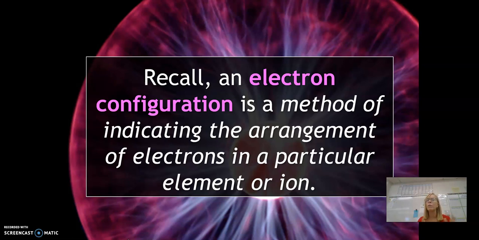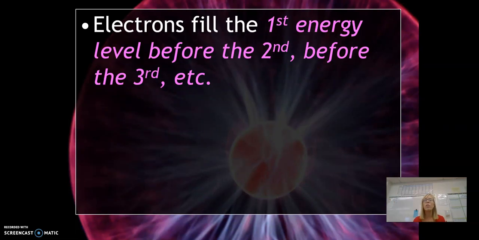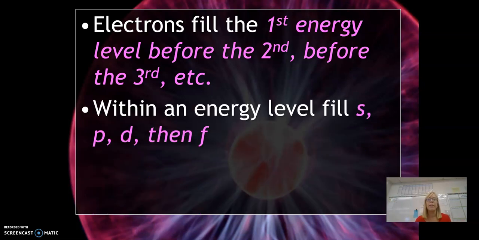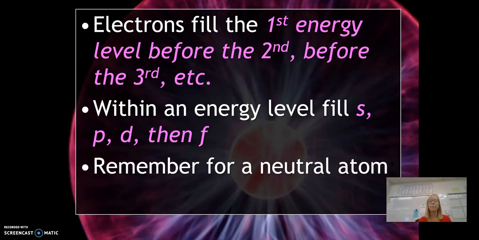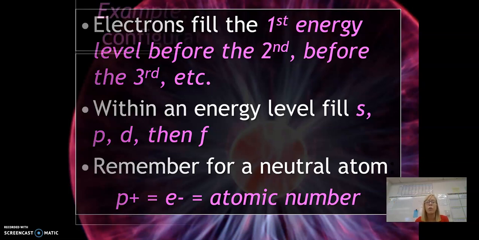So an electron configuration is basically a method for showing you the arrangement of electrons in an element or an ion. We'll do ions tomorrow. So electrons are going to fill the first energy level before they go to the second one, before they go to the third one. Within an energy level, they will fill the S's first, then the P's, then the D's if there are any, then the F's if there are any. For a neutral atom, remember that our protons equal our electrons, which equals the atomic number. And for our examples today, we'll take a look at neutral atoms.